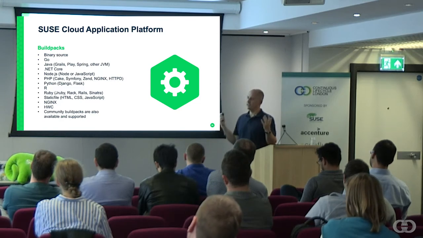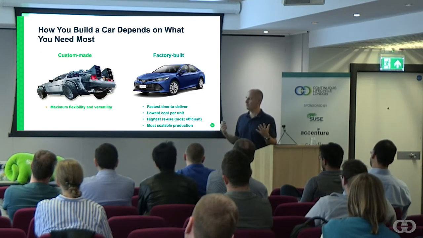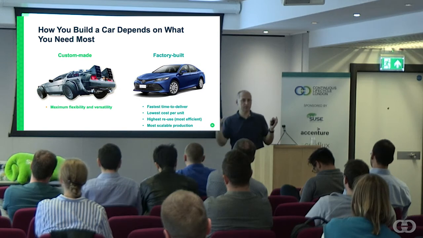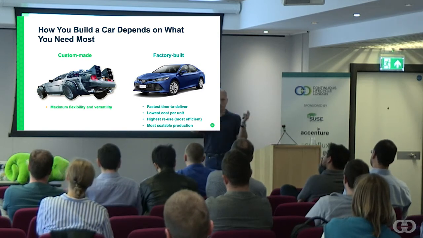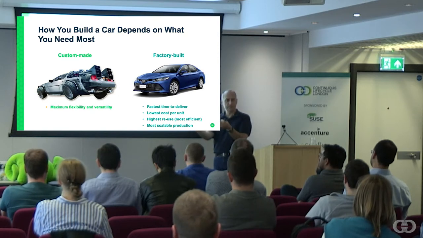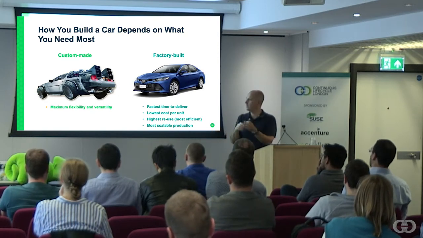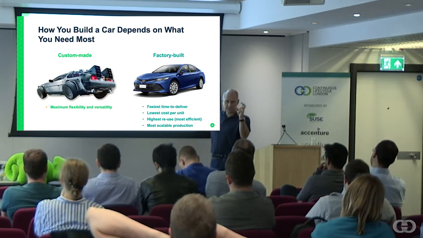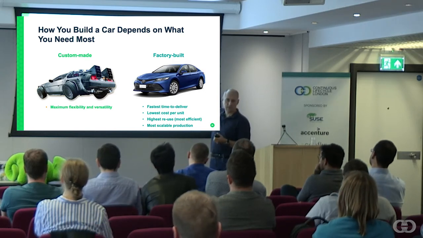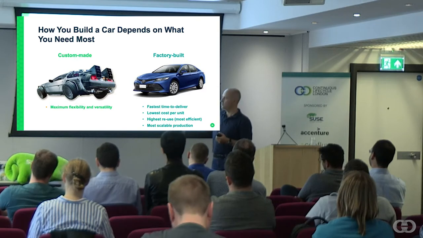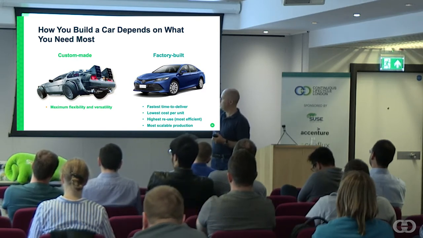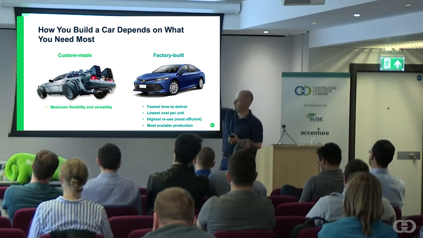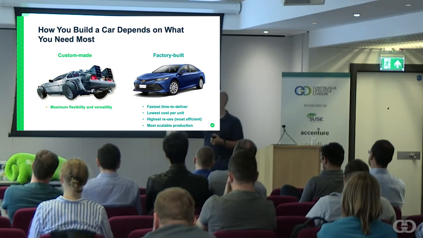Okay, you heard me say, actually it's funny because I'm not a car guy and I keep talking about cars. You've seen two approaches we talked about. One was the pure container approach, and one was this cloud application platform approach that's built on Cloud Foundry. And just to understand the spectrum, let's look at two extreme examples. One is you take a factory-built car. Obviously, that's a lot cheaper. You can just mass-produce them. You get them quickly, and produce them quickly, versus a custom-made car, which gives you maximum flexibility and versatility.